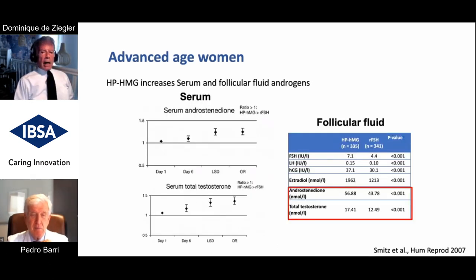Now, as we already said, you've seen this study before, this is a study comparing highly purified hMG versus rec FSH. And you see that there is an increase in androstenedione and testosterone in the group receiving hMG. So therefore, you correct in some ways the problem that is encountered in women of higher age. And this is the androstenedione and testosterone comparing highly purified hMG versus FSH, and you see that androstenedione is higher, and it is statistically significant as compared to stimulation with FSH, and the same for testosterone.